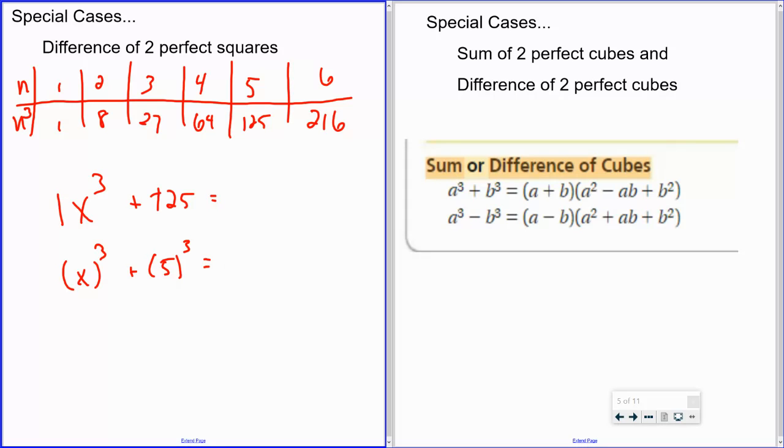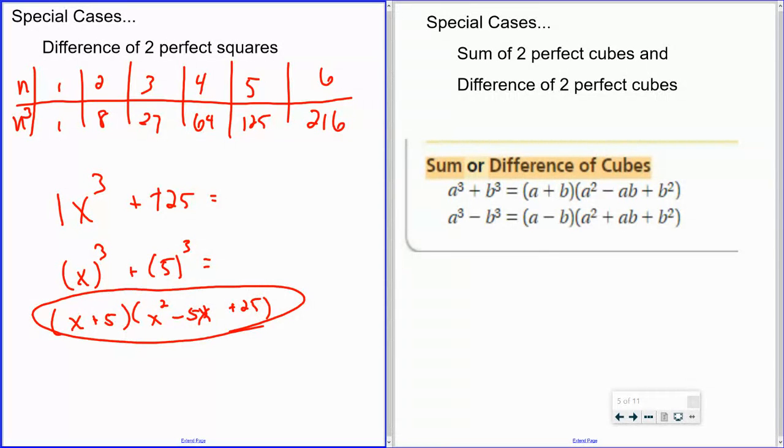The reason I do this is I want to match up with my examples here. A to the third plus b to the third is this. So I want to know what a is and what b is. According to this pattern, this will factor as a plus b times a squared. Then I multiply a times b, and I take the opposite sign. So I get 5 times x is 5x, minus, so then I flip the sign, and I square the last one. And that's how I factor those.